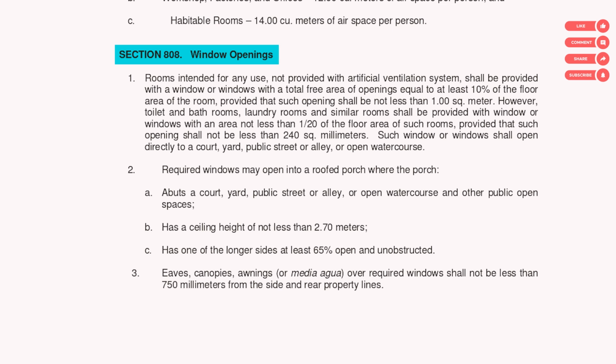For bathrooms and laundry rooms, 5% of the floor area, but never go less than 240 square millimeters. So, how do you use, kaya po gagamitin yung absolute minimum? You use this as a fallback kapag masyadong maliit yung lumalabas pag 10% or 5%. If 10% gives you an answer that's less than 1 square meter, ignore that, just follow one, because you're not allowed to be lower than 1 square meter. Same here, you're not allowed to be lower than 240 square millimeters.